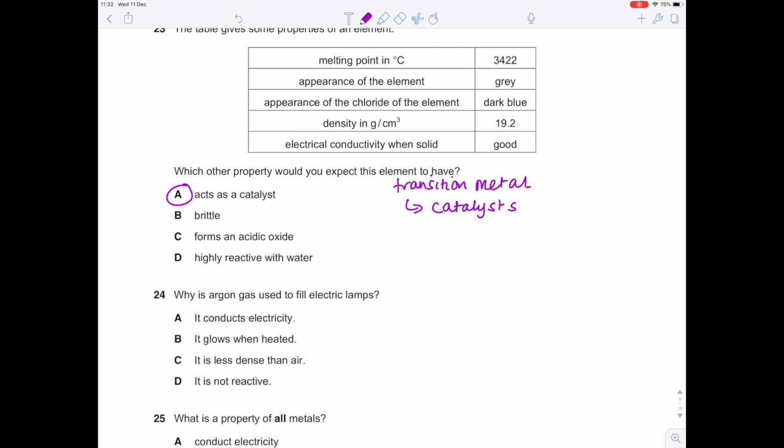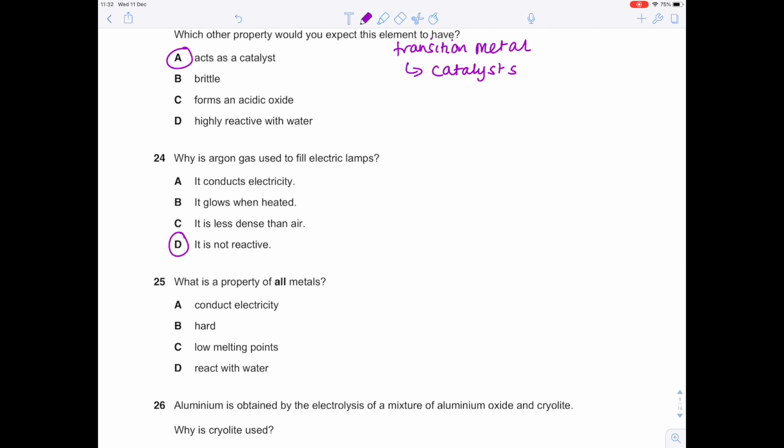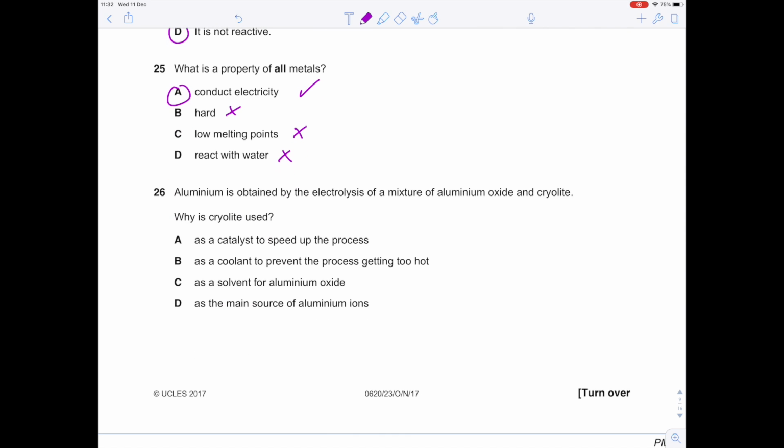Why is argon gas used to fill electric lamps? It's because it's really unreactive. What is a property of all metals? They conduct electricity, yes. They're not all hard. Mercury is soft. They have low melting points? No, lots of them have high melting points. They react with water? Not true. Gold doesn't. 25A.